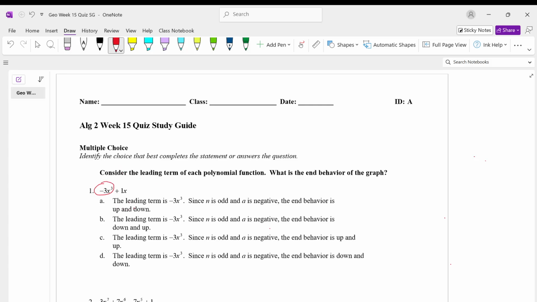So all of your answer choices list negative 3x to the third as the leading term. And now we've got a negative a and an odd power. So if a is negative and the power is odd, just look right on your chart. What does it say? End behavior is up and down. So we got a right here. Since n is odd and a is negative, the end behavior is up and down.